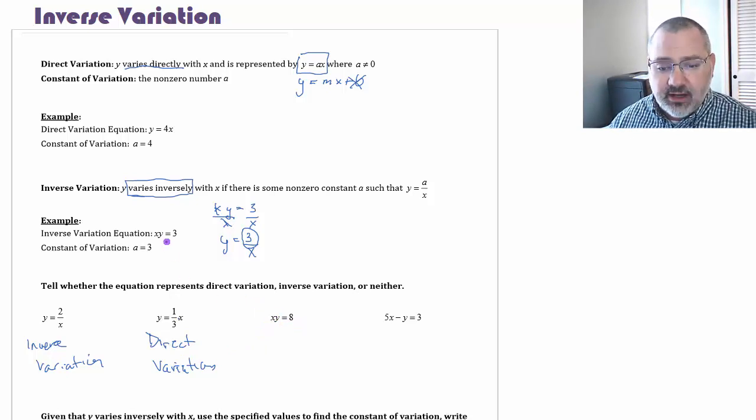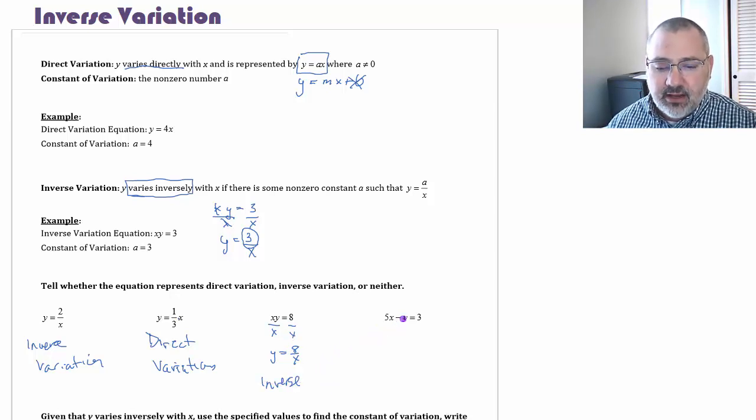And again, the next one is xy equals 8. That kind of looks like the one over here. But just to make sure, let's solve for y. If we divide both sides by x, we get y equals 8 divided by x. And again, some number divided by x is inverse variation.